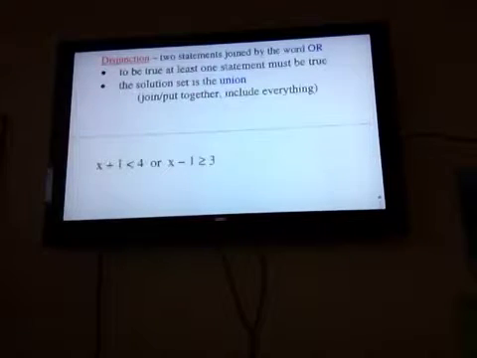An "or" compound inequality is two statements joined by the word or. To be true, at least one statement must be true. The solution set is the union.